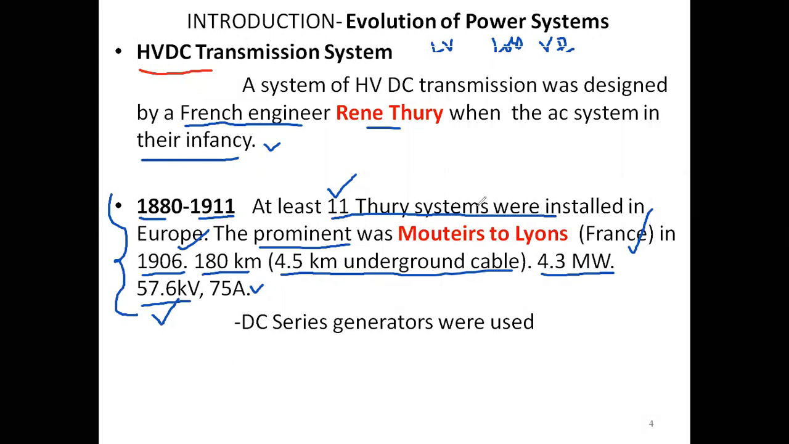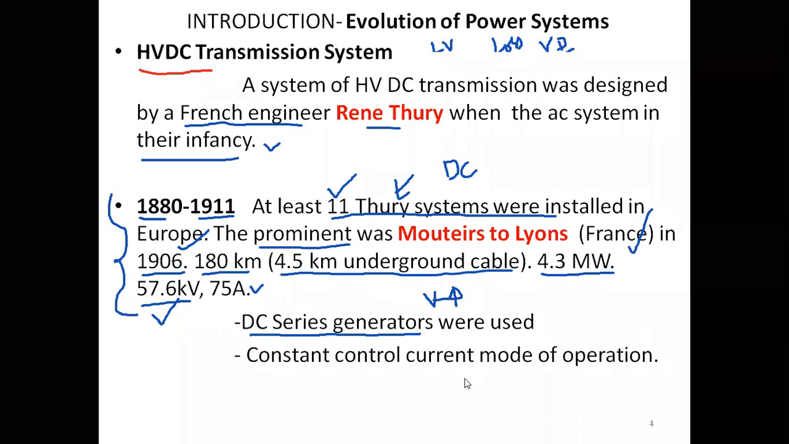The 11 Thoury systems. The theory of these Thoury systems was the usage of DC series generators connected in series, so that voltage levels were increased. As these are connected in series, DC series generators increase the voltage level, and all the DC series generators were operating in constant current control mode.